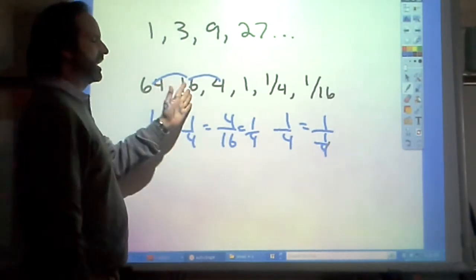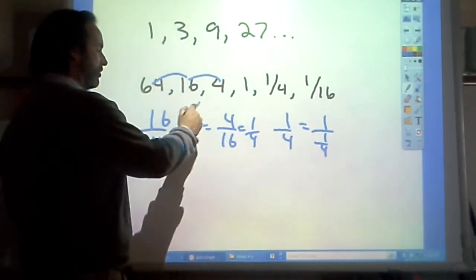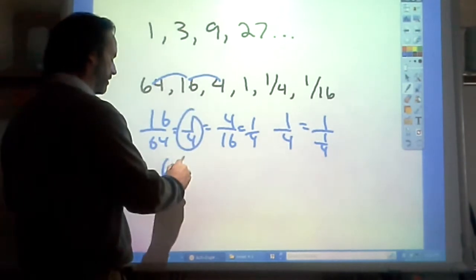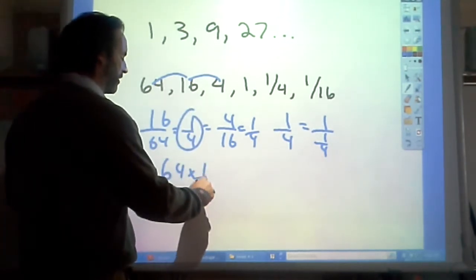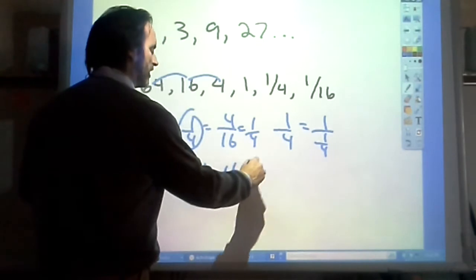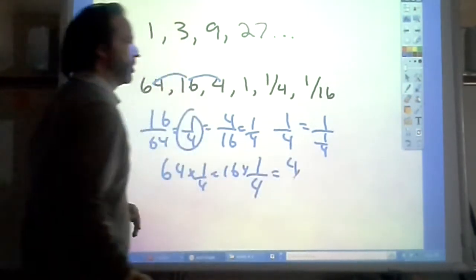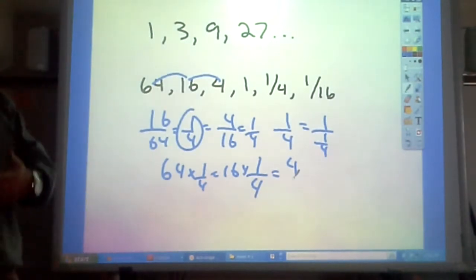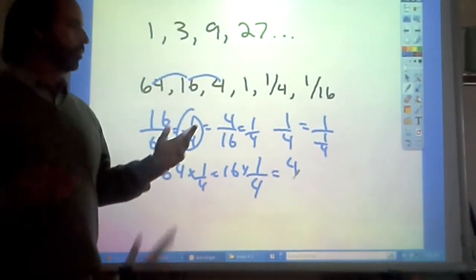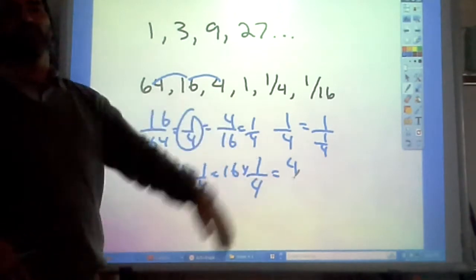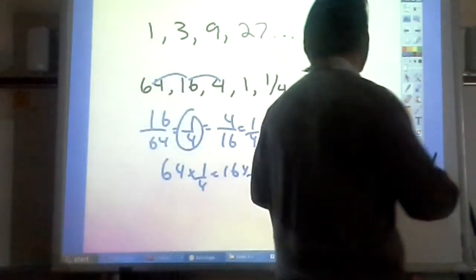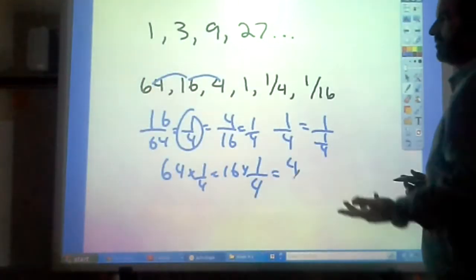Notice I'm multiplying everything by my common ratio here, which is 1/4. 64 times 1/4 gets me 16, times 1/4 gets me 4, and so on. So here my common ratio is 1/4. So you can be getting smaller by a fraction or getting bigger.